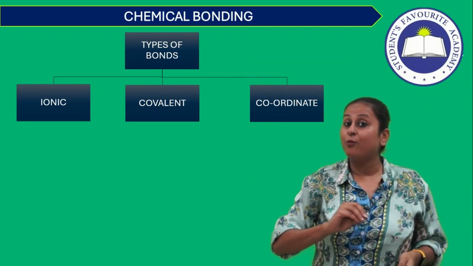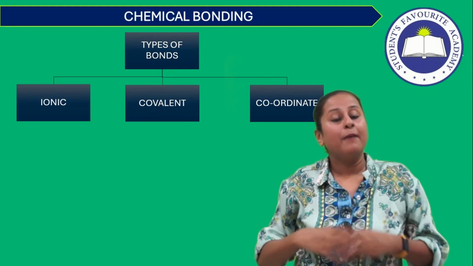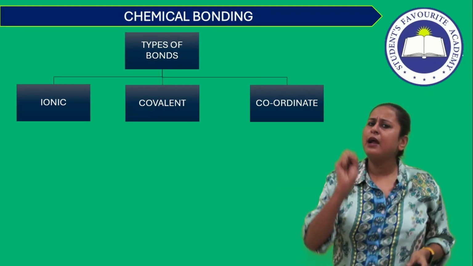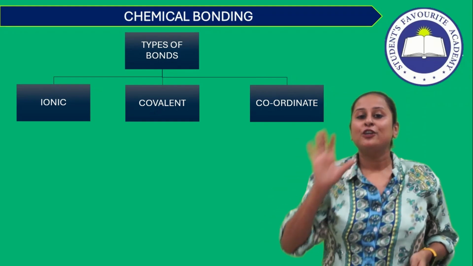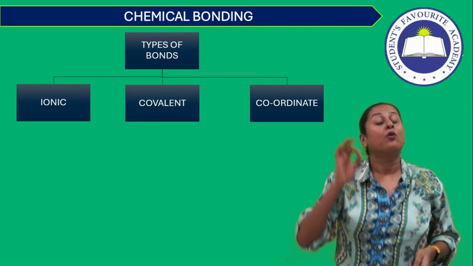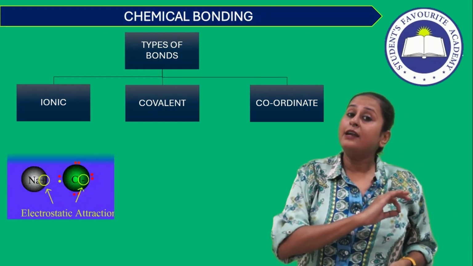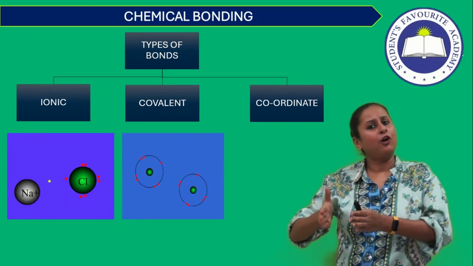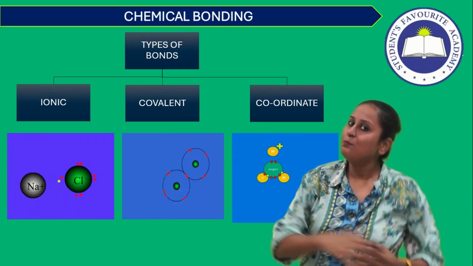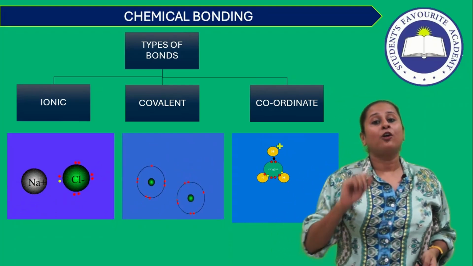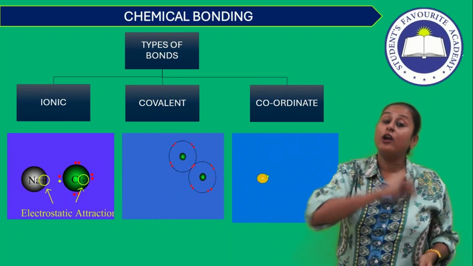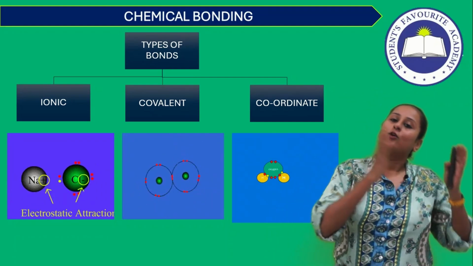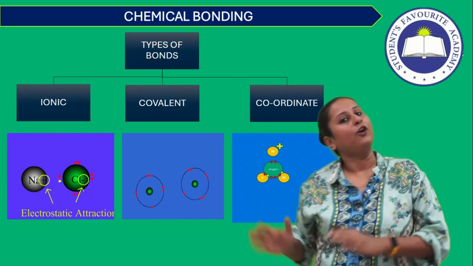So those types of bonds where sharing is happening, but the pair of electrons is provided only by one atom. One atom provides both the electrons. Those types of bonds are called coordinate bonds. Covalent bonds are also called molecular bonds, because without forming ions, they directly form molecules. Coordinate bonds are also called co-ionic bonds. Co-ionic, why? Because they have properties of both covalent bonds as well as ionic bonds.